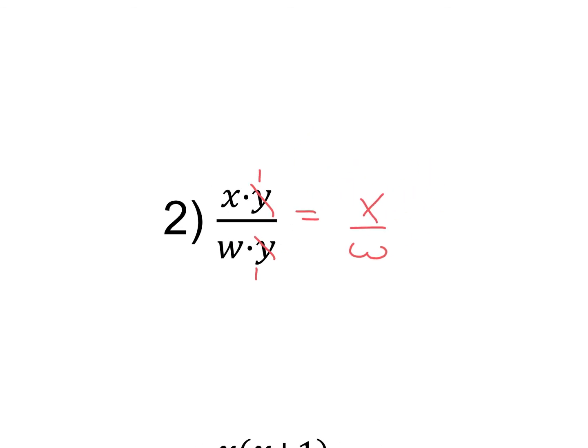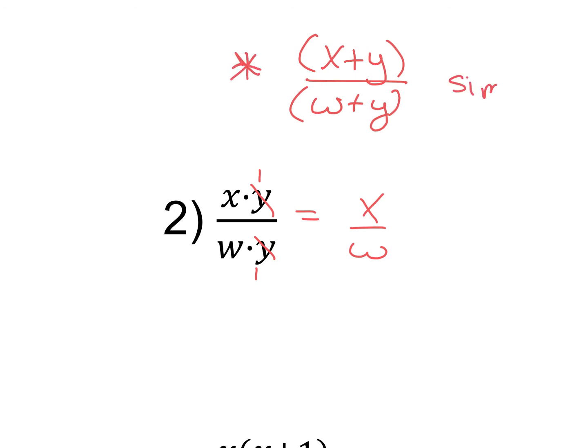So again, if it were something like this, x plus y, and then w plus y, this cannot be simplified any further. So when it looks like this, it is already simplified. Do not cancel those y's when there's a plus or a minus, unless it looks exactly the same. We're going to see that with number 3.